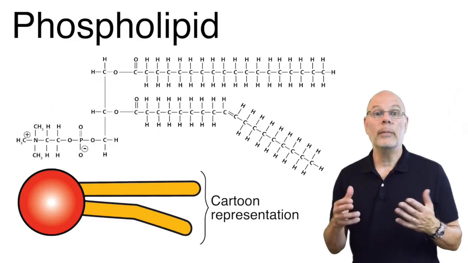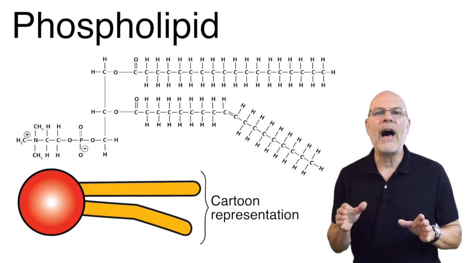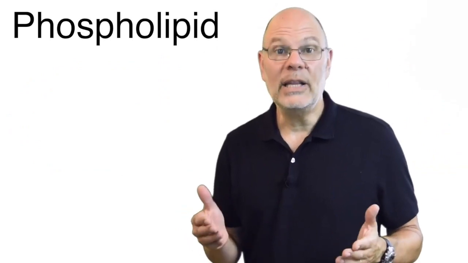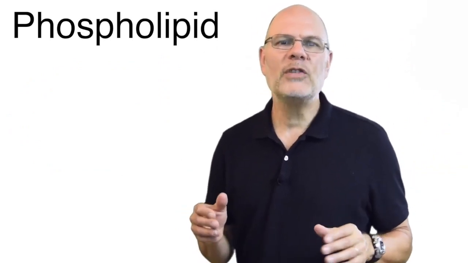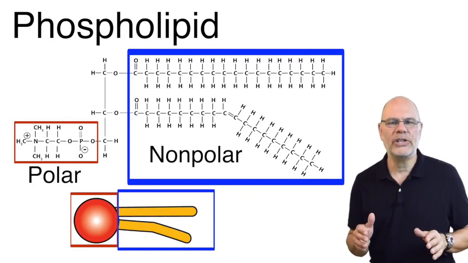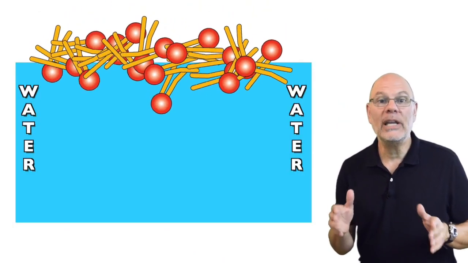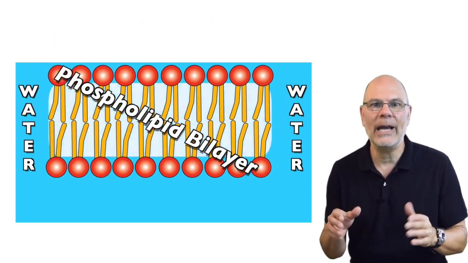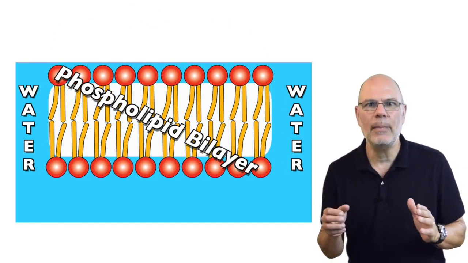Here's a structural formula of another type of lipid, a phospholipid. These molecules are the key components of cell membranes. Remember how I said that lipids are nonpolar? Phospholipids are different. They have a polar side and a nonpolar side. When phospholipids are placed in water, they spontaneously form structures called bilayers, which are the basis of cell membranes.